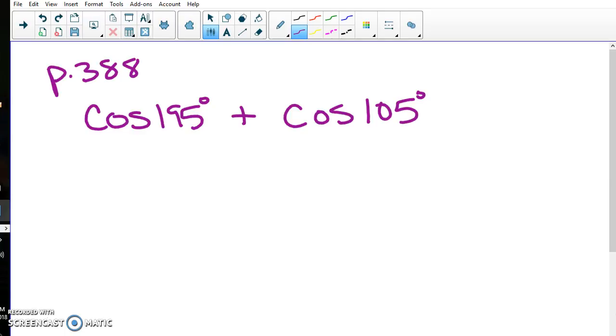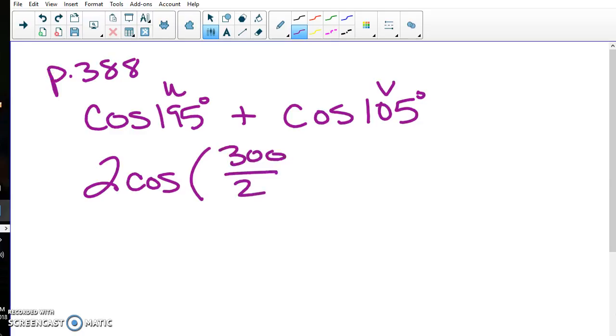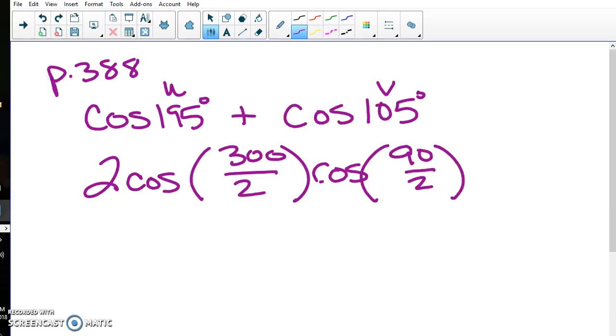Here we go. Cosine plus cosine is equal to 2. You can see this on your sheet. The cosine of u plus v over 2, so we're going to do 195 plus 105. That should give us 300 over 2, check my work, 200, 300, yep, that's right, times the cosine of u minus v over 2, 195 minus 105, which should give us 90 degrees. So 90 divided by 2. Now we're going to simplify that further.